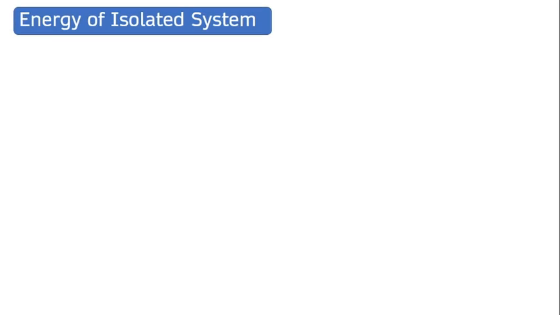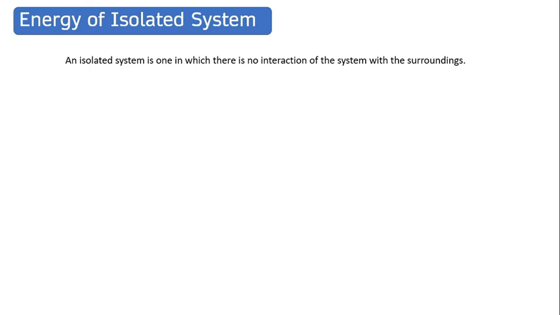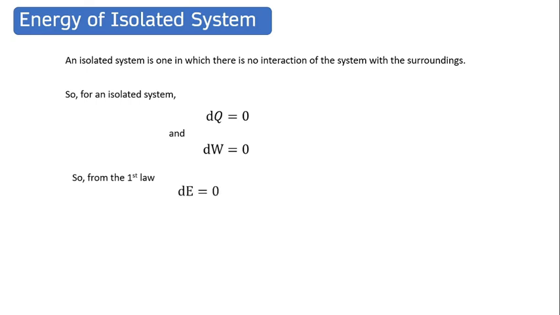Now, what is the energy of an isolated system? Let's first know what an isolated system is. An isolated system is one in which there is no interaction of the system with the surroundings by means of heat transfer and work transfer. So for an isolated system we can write that dQ, the amount of heat transfer, is 0, and also the amount of work transfer is 0. So from the first law, for any isolated system we can write that dE equals 0. So we can say that the energy or the internal energy of an isolated system is constant.